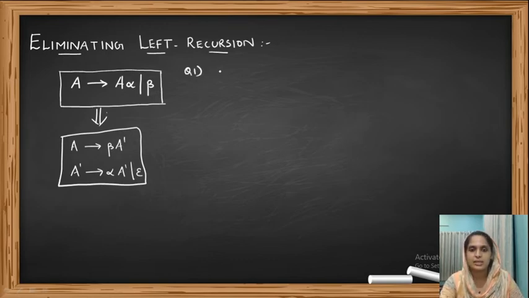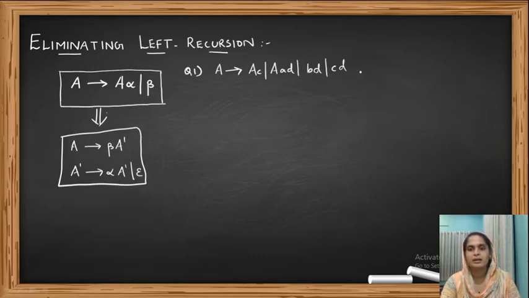Our first question is A produces AC bar AAD bar BD bar CD. So just look and tell whether this grammar is left recursive or not. Yes, this grammar is left recursive. Why? Because here we can see that the left hand side is capital A and in the right hand side, two of the terms start with capital A. So it is of the form A produces A alpha, right? So we can say that the given grammar is left recursive.